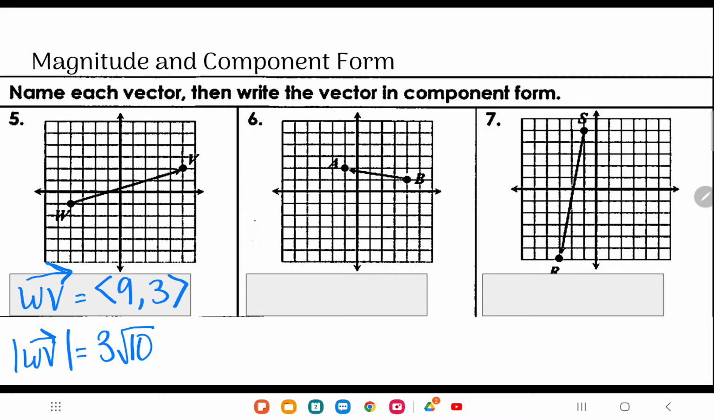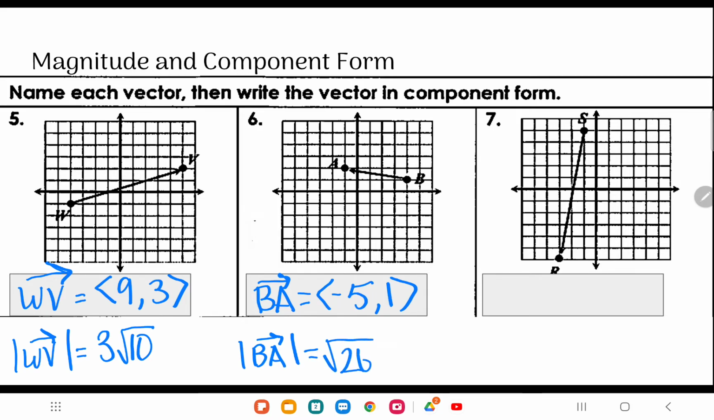Now this vector is going to the left and up. It's starting at B and has a terminal point at A, so it is vector BA. And it will have a component form of ⟨-5, 1⟩. The magnitude of this vector will be the square root of 26.